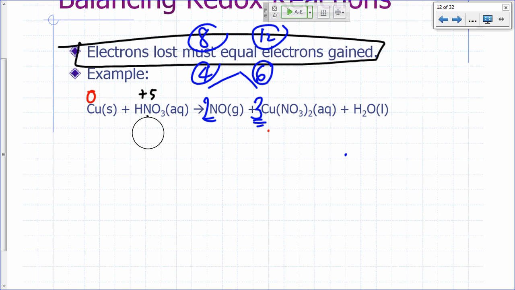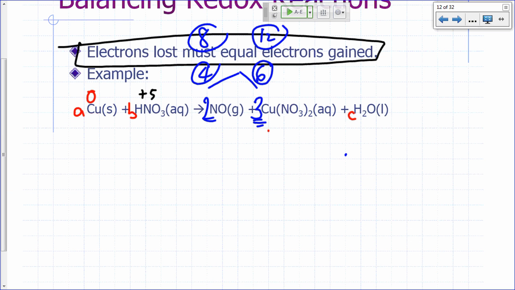One thing I like to do instead of going back and forth using trial and error is I use algebra. So I just assign a letter here. I'm going to call this A, B, and I'm just going to fix those at 2 and 3. And then the other coefficient is C. So I can balance my equation like this. I'm going to represent my unknown coefficients by letters.